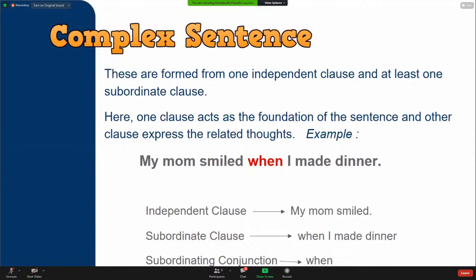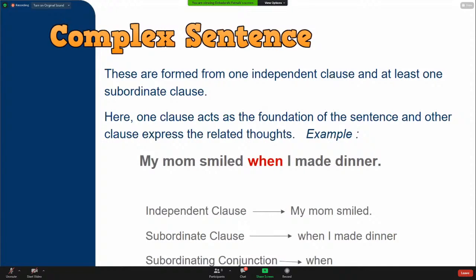If I say "my mom smiled," that is one sentence, and if I say "I made dinner," that is another, separate sentence. But can you find the connection between them? No, I cannot. So if we add "when," then both sentences become connected to each other.